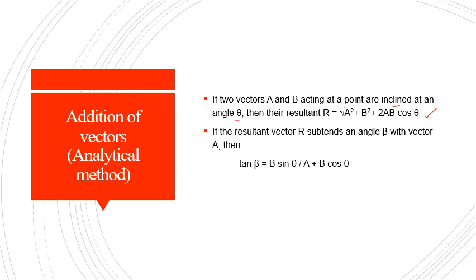Right. And look at the second point. If the resultant vector R subtends an angle beta with vector A, then tan beta, or beta, will give you the direction of the vector. So what is beta? Beta equals tan inverse of B sin theta divided by A plus B cos theta.